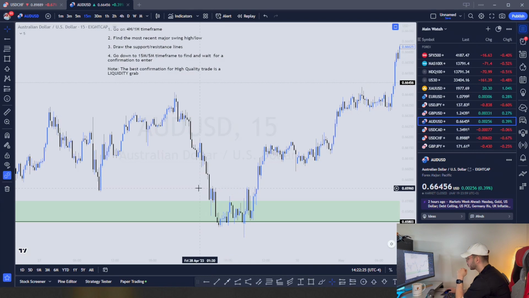The break of structure would be breaking one of these highs. Major break of structure would be above this high, right? Or this high. Like, this was never broken, so this wouldn't have been our break of structure. So I would draw a line here on the 15-minute.